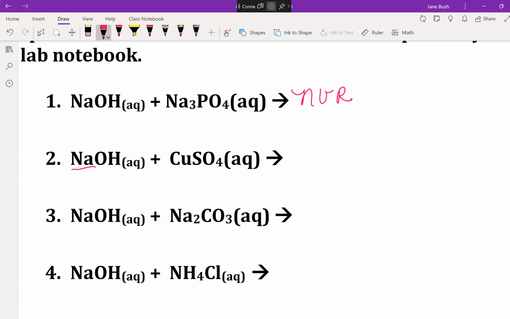How is it no? Because the sodium is always going to be, when it bonds with the chlorine, soluble, and ammonium is always soluble. So when it bonds with the OH, it's still going to be soluble. Oh, right. Okay. So it's no visible reaction even if they are both soluble or both insoluble? It's a no visible reaction.